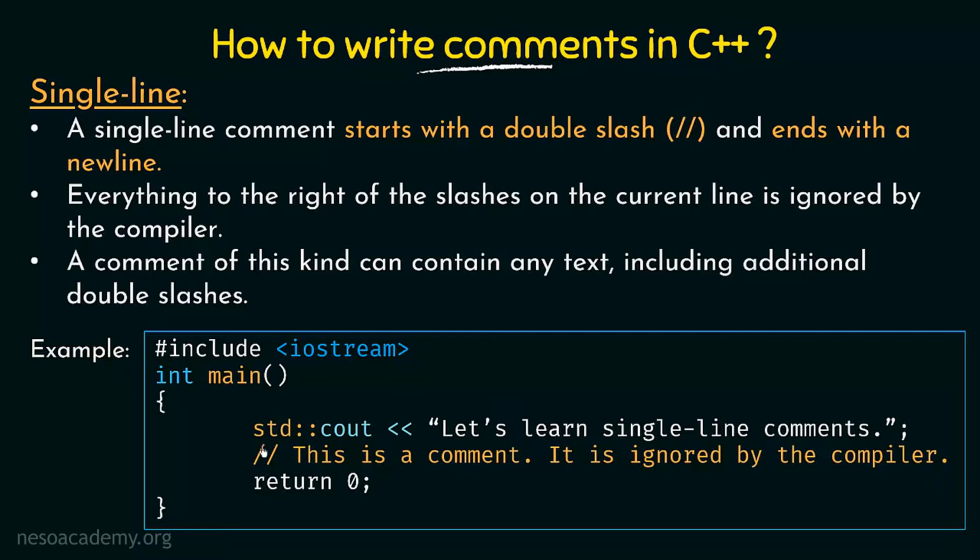And here we see that there is a double slash and I have written a line here. This is a comment. It is ignored by the compiler. So the compiler is completely going to ignore this particular line that is written here, and it is not going to have any effect on the program. So let's verify that by running this program in our Visual Studio Code.